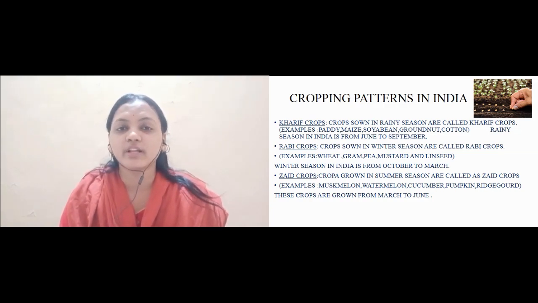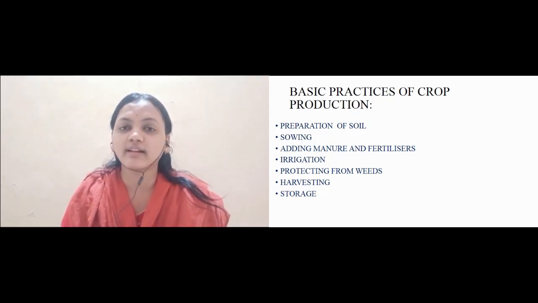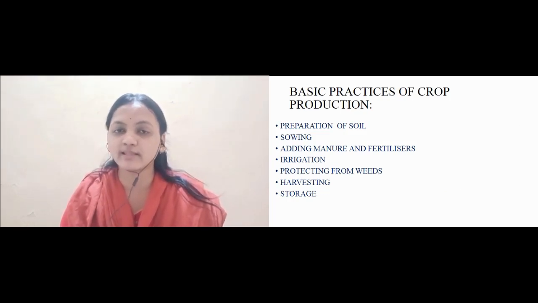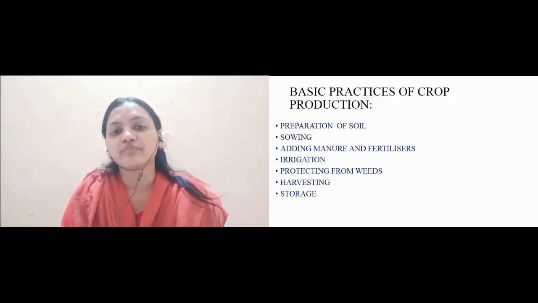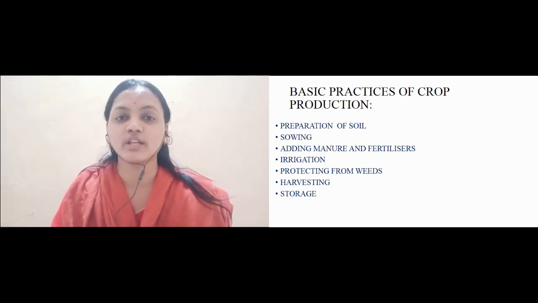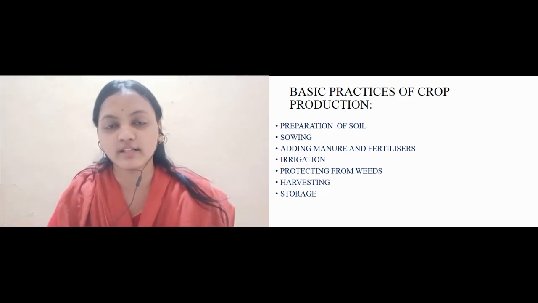what are the different preparations conducted during crop production. It may be preparation of soil, sowing of seeds, using of fertilizers, removal of weeds, the harvesting stage, and the last stage is the storage stage. We are going to see all these stages one by one in detail in our next lecture.